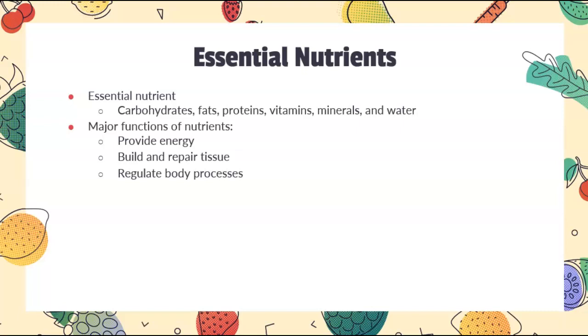Regulating body processes. Metabolism is the combination of all chemical processes that take place in living organisms. It's the continuous process of building and breaking down tissues. Nutrients play various roles in metabolism.